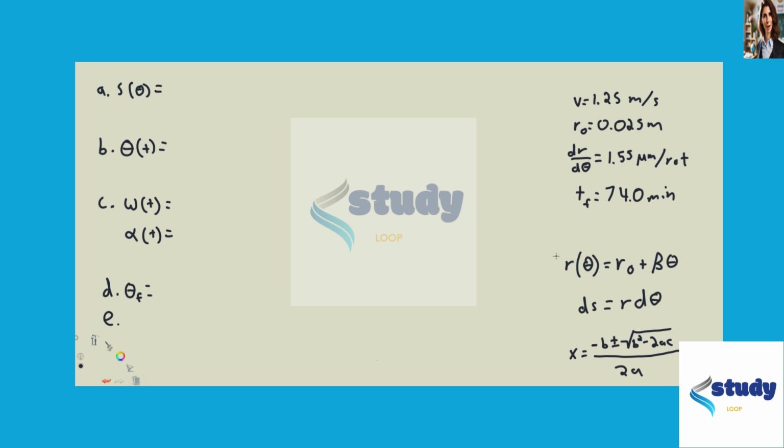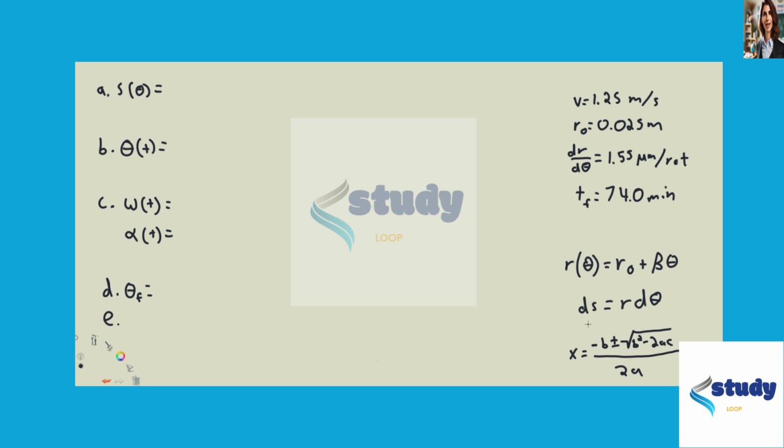So first, we are given these two equations: r with respect to theta is equal to r naught plus beta theta. That is the definition of a spiral. It's telling us how quickly it is increasing in radius as it spins. And secondly, we are given that ds is equal to r d theta. And from that, we're supposed to find s with respect to theta.